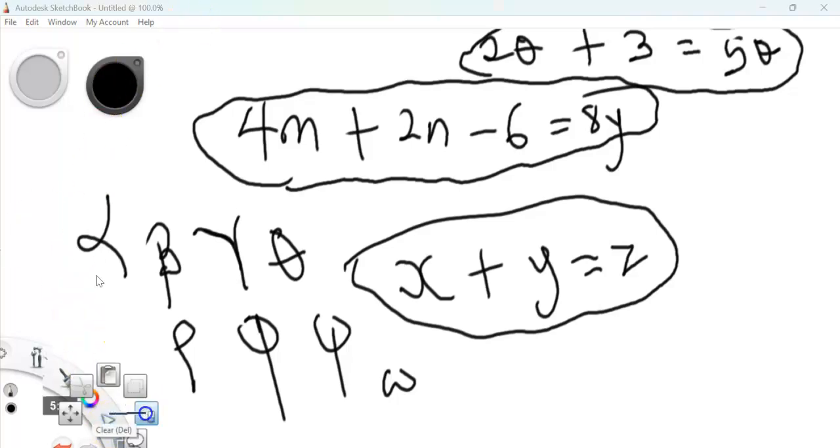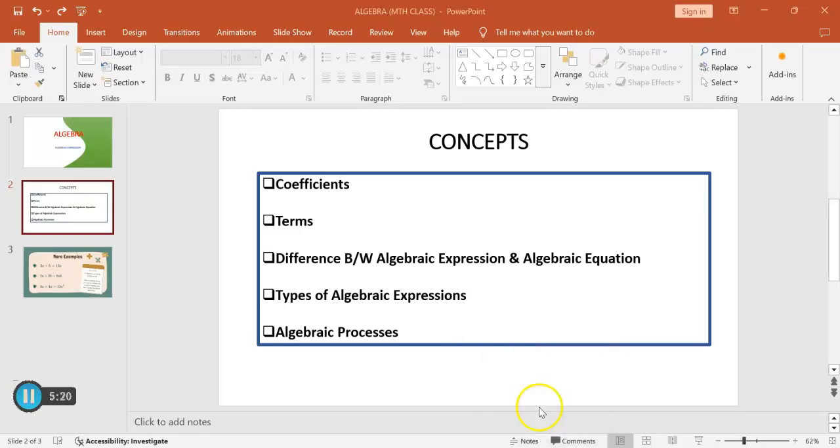The next thing we are going to look at is coefficient. Then after that, we'll be looking at what terms are all about. Then we differentiate between algebraic expression and algebraic equation. Proper understanding of this will give you clarity whenever you are given a question, to know how to solve it, to know how to come about it, to even understand what you are given.